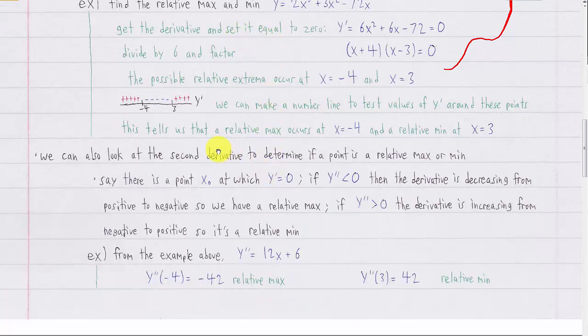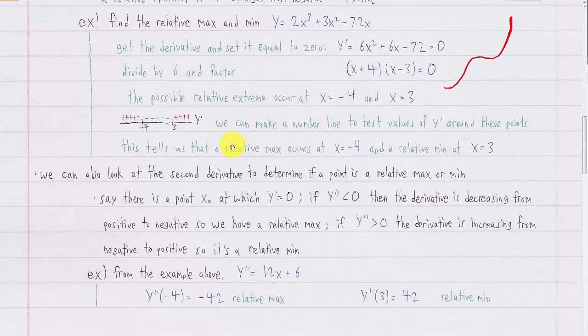And there's another test we can do once we have those critical points to see whether it's a max or min, instead of making this number line. And that way is to look at the second derivative of the function. So remember that the second derivative is the rate of change of the first derivative. So we can think of it as the rate of change of the slope of the tangent lines to the graph.